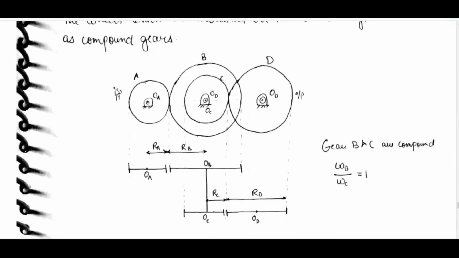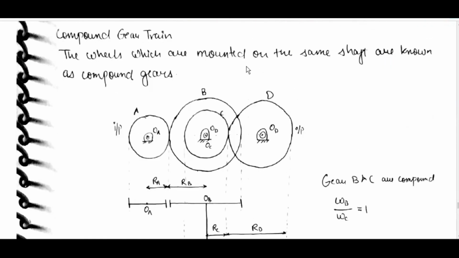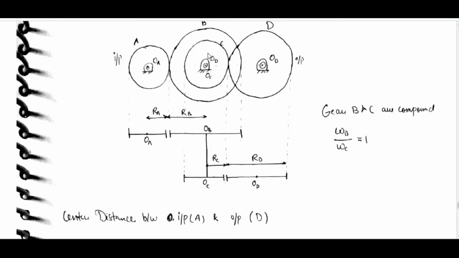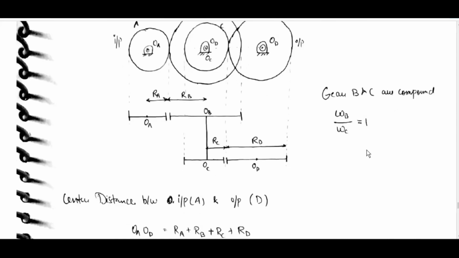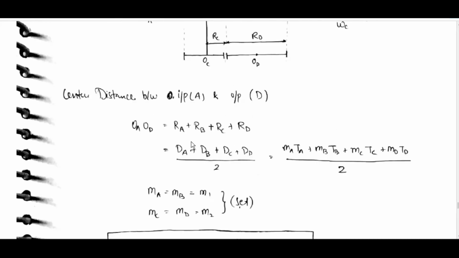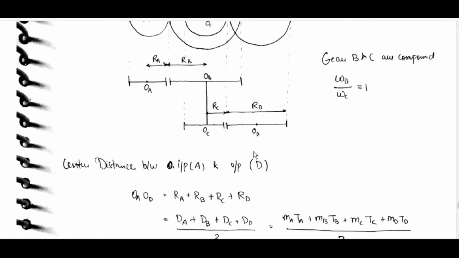Compound gear train: the wheels which are mounted on the same shaft form a compound gear train. Here B and C are mounted on the same shaft. Omega B by omega C is equal to 1. B and C are compound. Central distance same as before: RA plus RB plus RC plus RD.